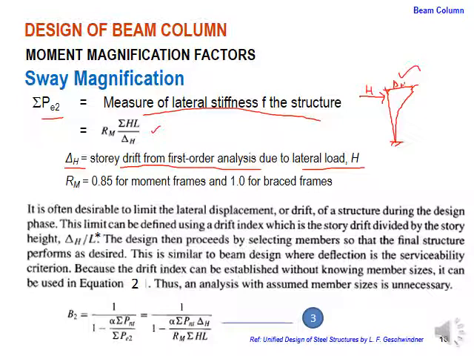R_m is 0.85 for the moment frame and 1 for the braced frame. So whatever the case is, you are going to use the corresponding values.